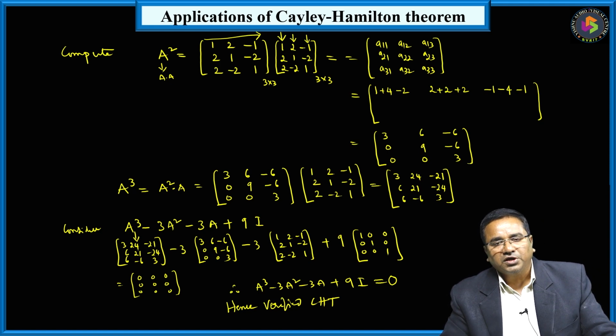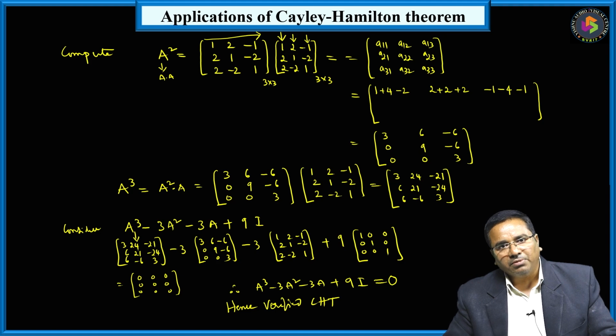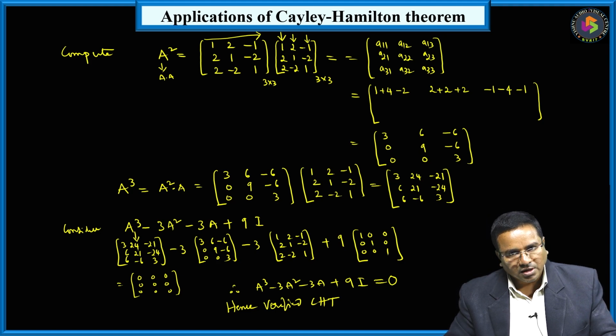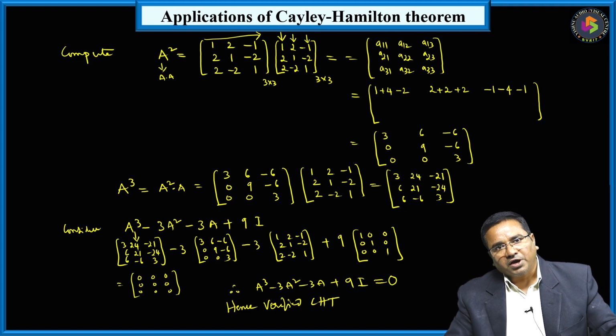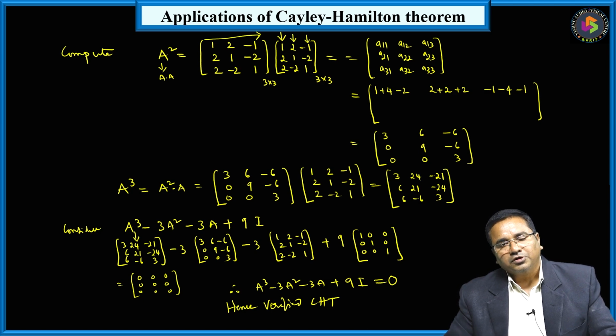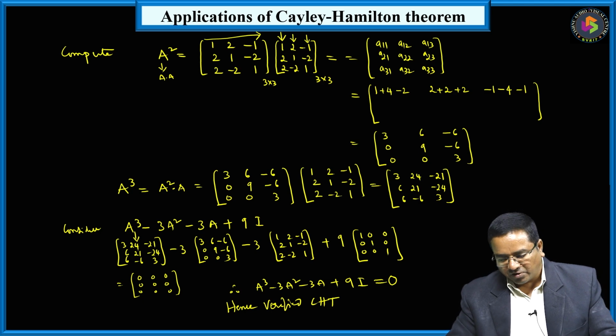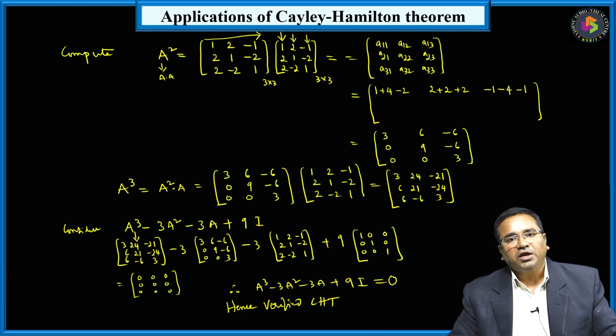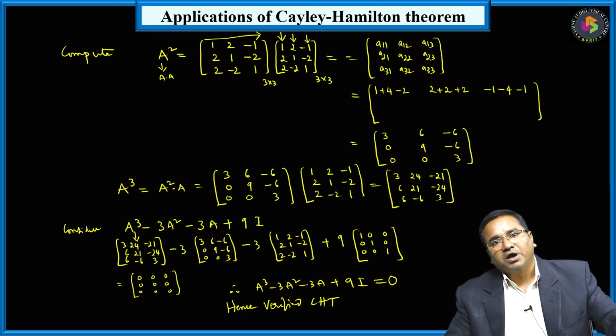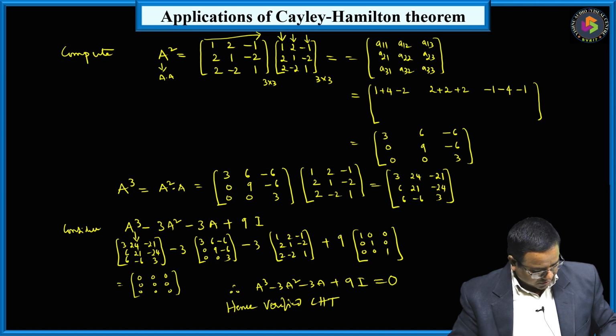So in the problem, the first part we have to finish. What is the first part? Verify Cayley-Hamilton theorem for the matrix A. After that, what do we have to find? By using Cayley-Hamilton theorem, we have to find the inverse and power of the matrix. Then how to find inverse and power of the matrix? By using Cayley-Hamilton theorem. So we will do that one.